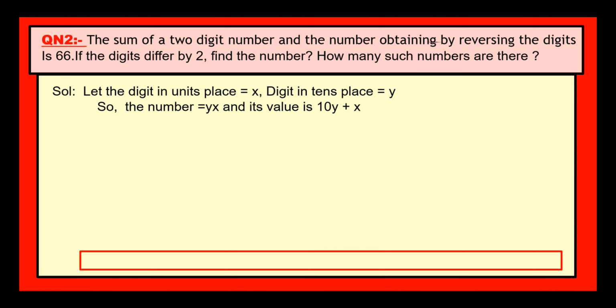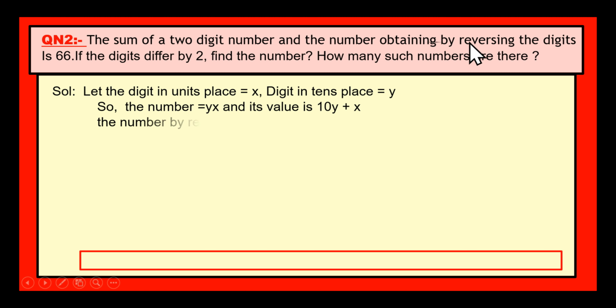Similarly, if you consider the number 37, 3 is in tens place and 7 in units place. Since 3 is in tens place, you multiply 3 with 10 so that it will be 30, and units place is 7. If we add 7, it becomes 37. Similarly here, if the number is yx, y is in tens place and x is in units place. In order to get its value, you have to multiply y with 10, 10y plus x. Therefore, the value of this number is 10y plus x.